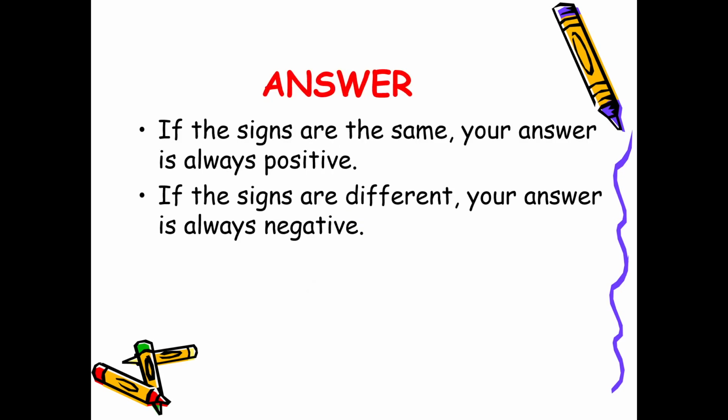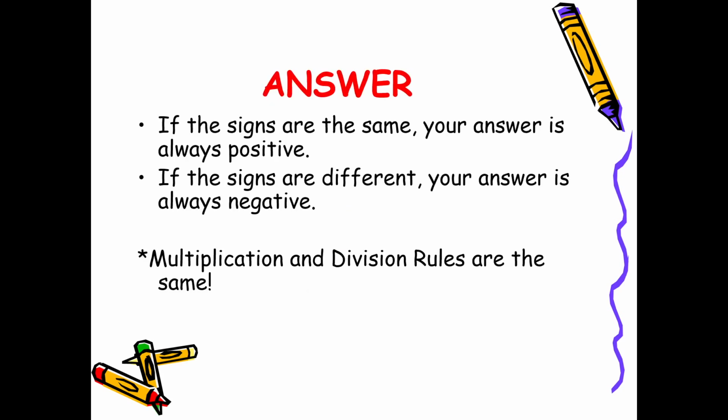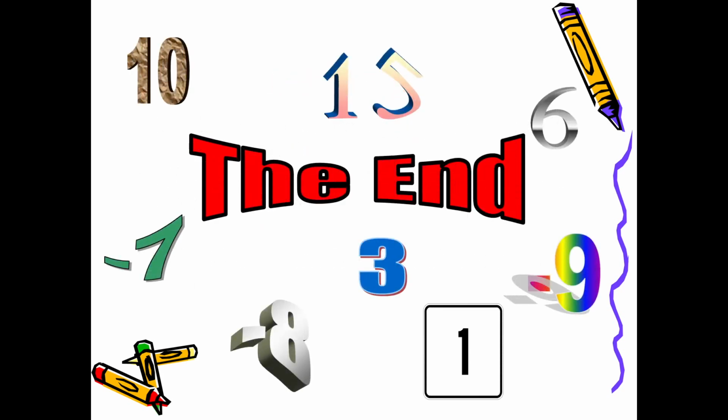So take note. If they have the same sign, it's always positive. If they have different signs, it's always negative. Then you multiply the numbers because this is multiplication. But when you do division, same sign, it's still positive. Different sign, it's still negative, but you do division. Is everything clear, by the way? Yes, sir. Okay.